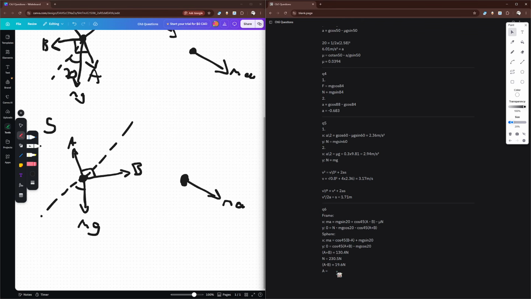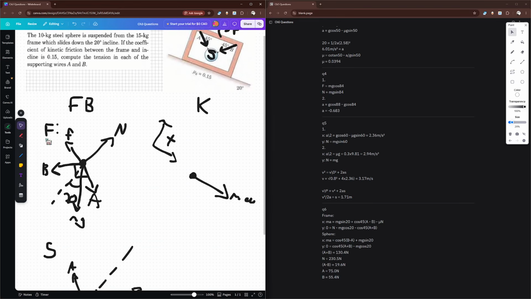And then you would have to rearrange the equations again to get a is equal to, so when you add them together, you get 2a is equal to 130.4 plus 19.6. So divide that by 2, gives you 75.0 newtons. That's rounded, by the way, to 3 significant figures. And then you would just do 130.4 minus 75 to give you 55.4 newtons for B. B is equal to 55.4 newtons. And that is that question.